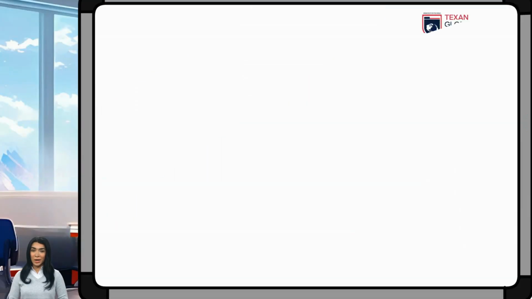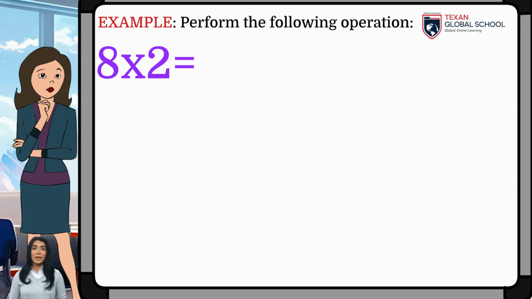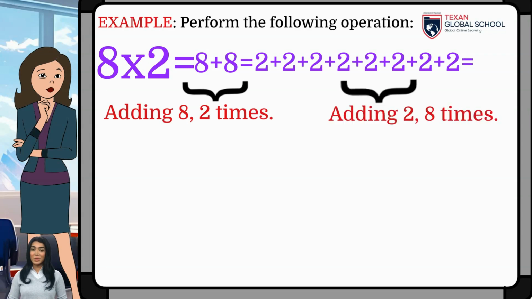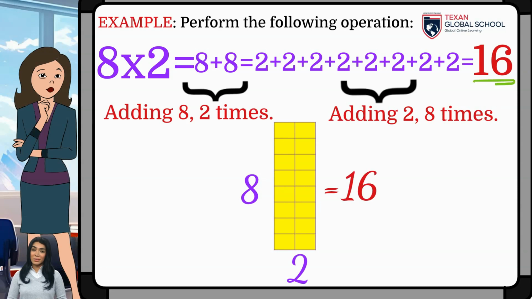If we now multiply 8 by 2, this means that we add 8 2 times, or we add 2 8 times. Therefore, 8 times 2 is 16. The model represents 8 rows by 2 columns, thus having 16 squares or 16 ones. Hence, we conclude that 8 times 2 is 16.